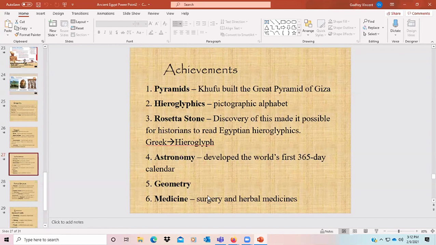They practiced astronomy and they developed the world's first 365-day calendar. They knew mathematics and geometry. Anybody in class here have done geometry? Yes, sir. Right. So you do geometry in engineering, and you also do trigonometry. And they also practiced medicine. They did surgery, and they were very good at using herbs to heal.